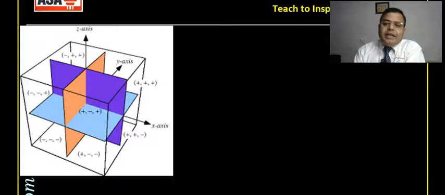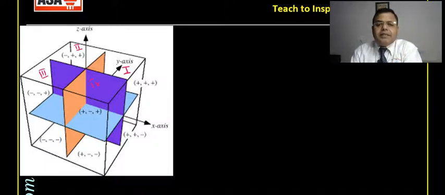So you can see there are 8 quadrants, and these are described in the name of first, second, third, fourth. This one is the first quadrant, and why is this the first quadrant? X is positive, y is positive, and z is also positive. So all these three are positive. This is the second one, this is the third, and this is the fourth, and accordingly there will be fifth, sixth, seventh, and eighth. Four on top and four on the bottom. So there will be 8 octants.